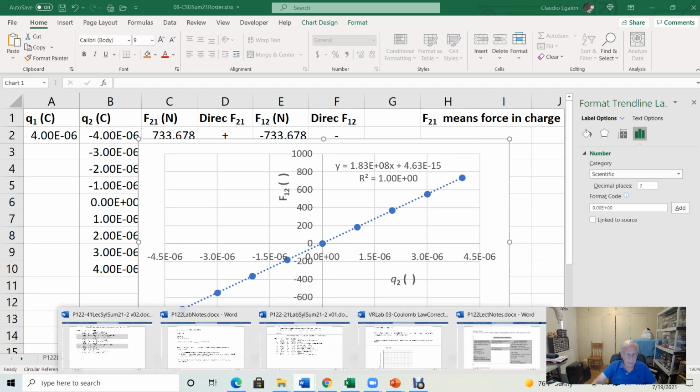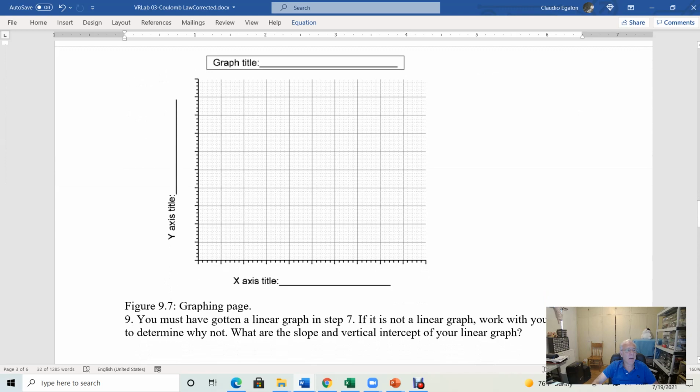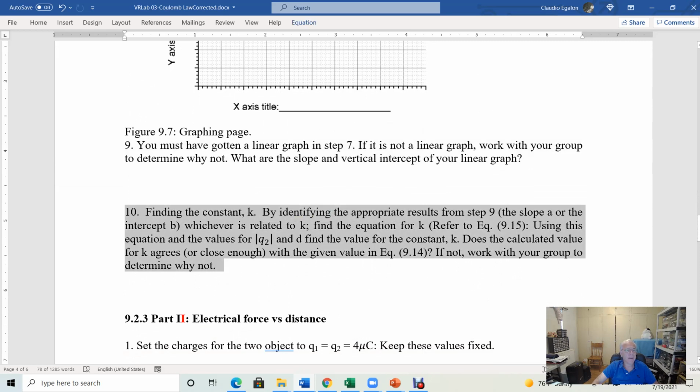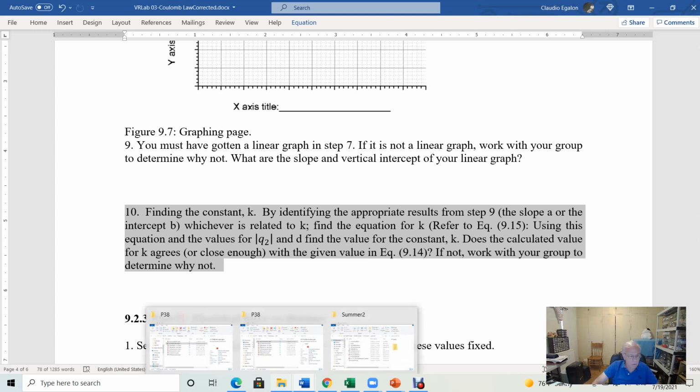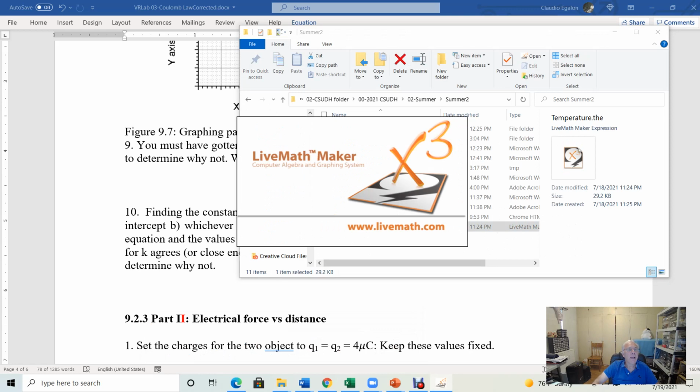Okay, and on the graph paper provided, graphing page, let's find the constant k from the graph. Okay, let's do that. Let's finish that so we can go to our break. Let's get this one here. I'm going to get my favorite software.